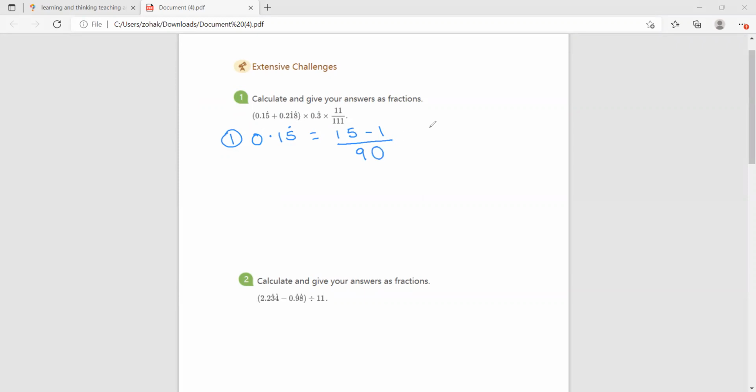Okay, and then if we're to write 0.218 and the 1/8 is recurring, we're going to be doing 218 minus 2. Remember, 2 is not recurring, divided by 990. Remember, there's 2 9s that we put in the denominator because there's 2 numbers that are recurring, and just 1 0 because there's one number that's not recurring before the recurring ones. And then we've just got 0.3 recurring, which you should all know is just going to be equal to 3/9.